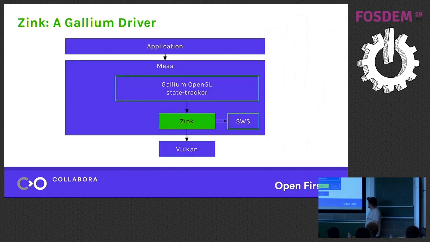Yeah, so it's a Gallium driver. For those who don't know Mesa, Gallium is a system that takes OpenGL calls and translates them into a more low-level API. And yeah, Zink will take that and translate that to Vulkan, and communicate with some windowing system. This is the software windowing system, which is not good, where we have a hardware, like a DMA-buf-based thing as well.